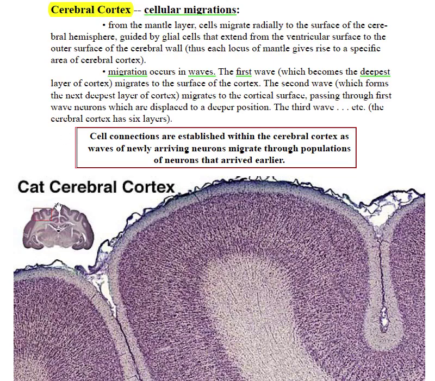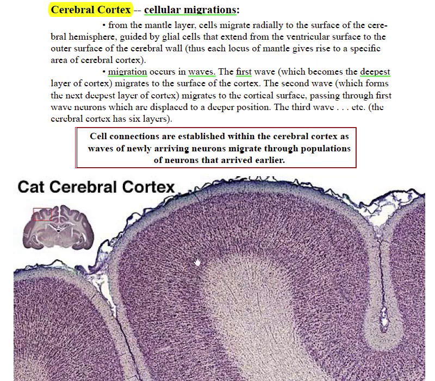Here it's enlarged. So there are defined 6 horizontal layers of cerebral cortex. And all of these cells migrated from the mantle layer to the surface of the cerebral hemisphere. They were guided by glial cells from the region of the ventricular surface to the outer surface. The migration occurred in waves. The first wave that arrived at the cerebral cortex was not the most superficial layer, it was actually the deepest layer. Then a second wave migrated, and that passed through the deepest layer to become the next deepest, the 5th layer.